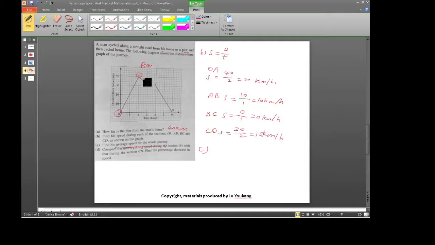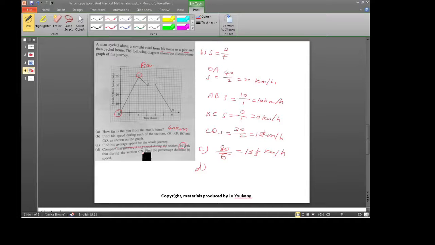Now, find the average speed for the whole journey. So total distance over total time. The total distance is 40 plus 40, which is 80, over a period of 6 hours. Therefore, you get 13 and 1/3 kilometers per hour. So the total distance here is 40 plus 40. He goes to the pier and comes back from the pier.